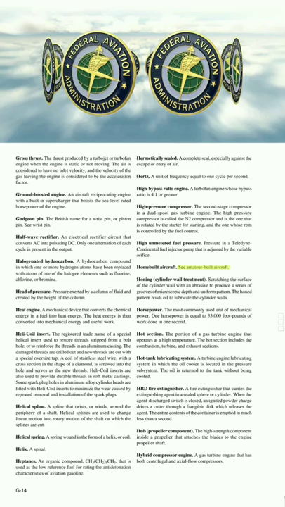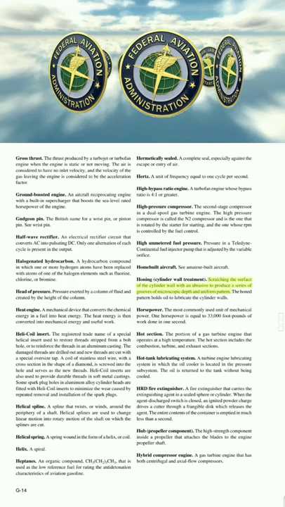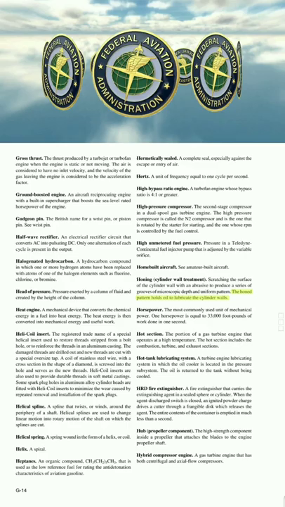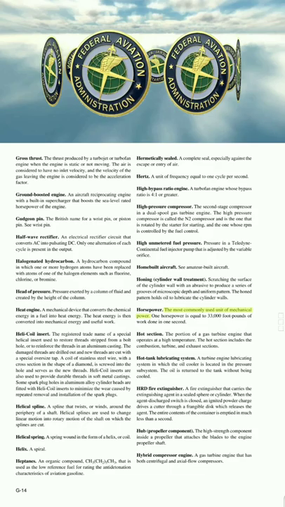Honing, cylinder wall treatment. Scratching the surface of the cylinder wall with an abrasive to produce a series of grooves of microscopic depth and uniform pattern. The honed pattern holds oil to lubricate the cylinder walls. Horsepower. The most commonly used unit of mechanical power. 1 horsepower is equal to 33,000 foot-pounds of work done in 1 minute.